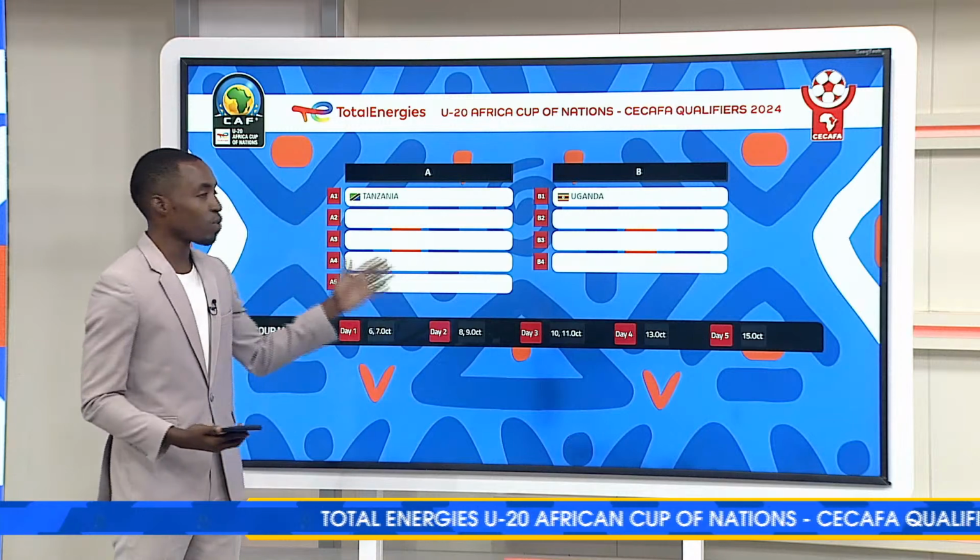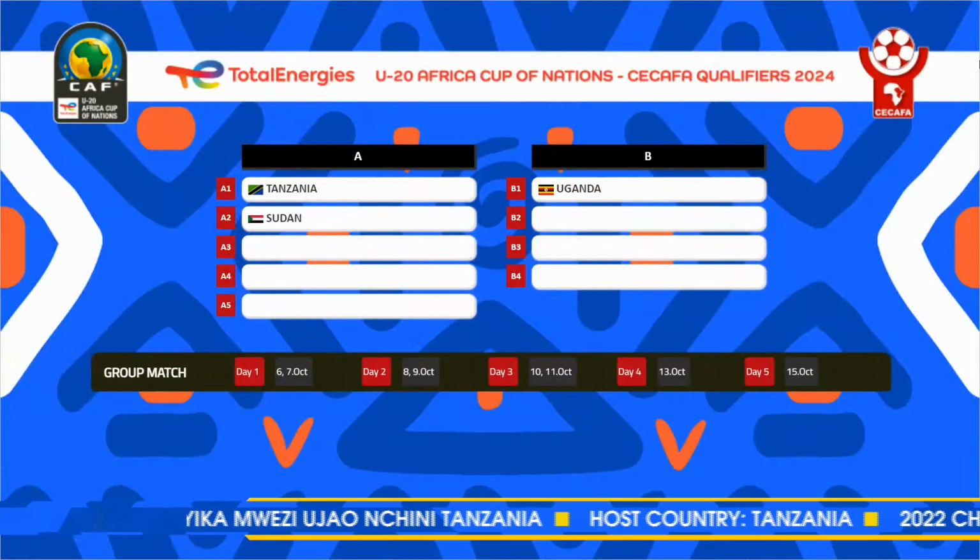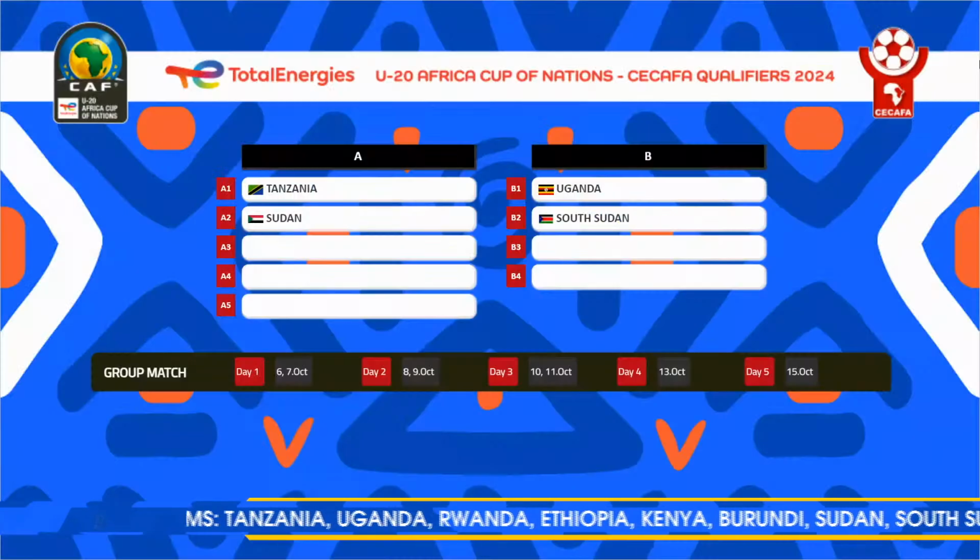The draw process is now underway, and all the teams will be displayed on the screen. We have Group A and Group B with Tanzania and Uganda respectively. Now we are going to find which team will join Tanzania as A2. Sudan. Sudan are joining Tanzania in Group A as A2. These are 2 teams that performed tremendously in the latest tournament. The remaining ball is South Sudan. Automatically, South Sudan will join Uganda in Group B as B2.